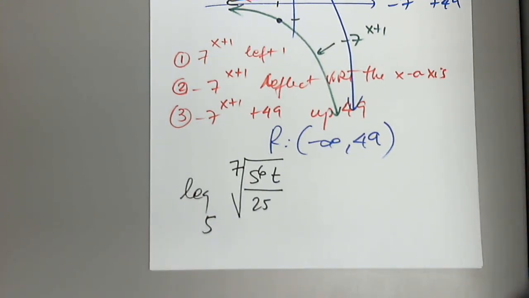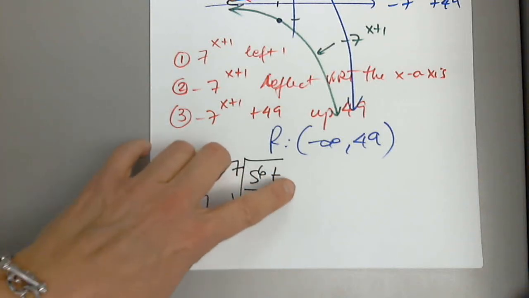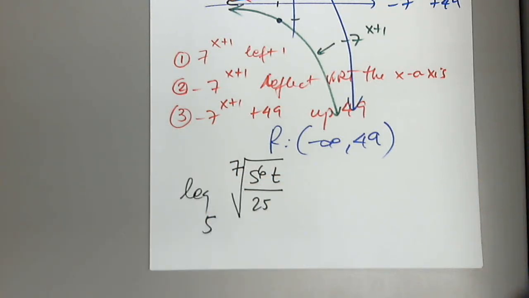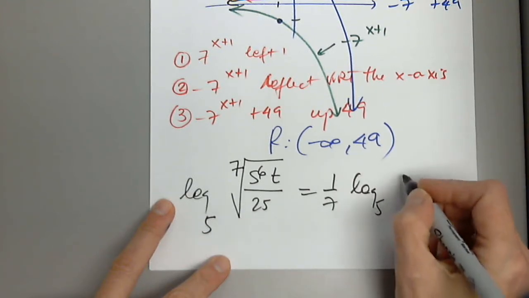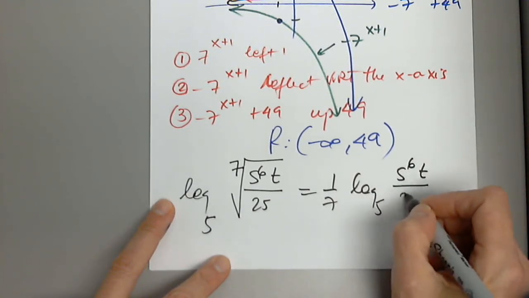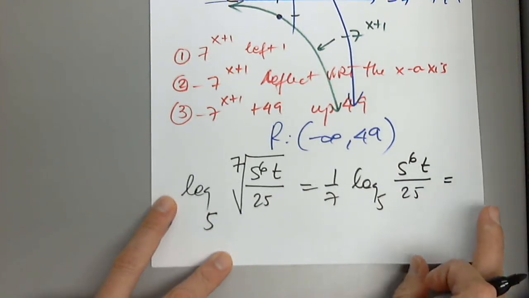The 7th root. Jeremy's right. I cannot jump to the quotient rule before I take care of the power. Yes, that's the first step. So what is the power when we talk about the 7th root? What power do we have in mind? 1/7. Indeed, very good. 1/7 log base 5 of s to the 6th t over 25. Well done, both of you.